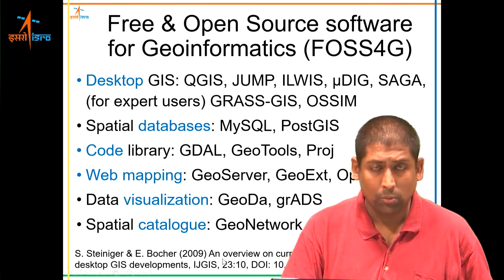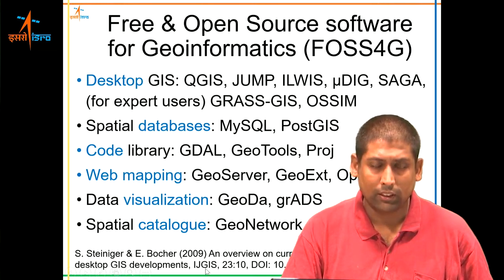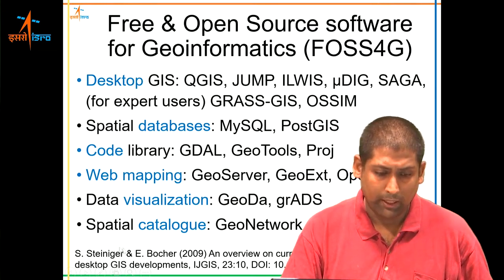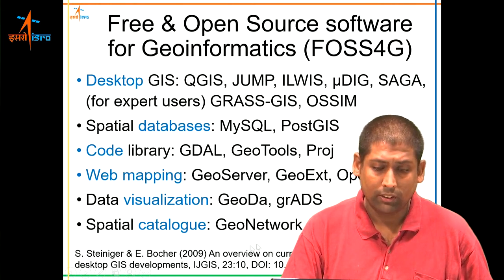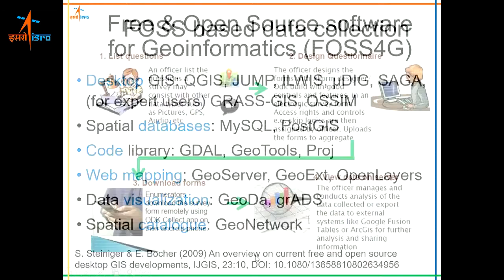If you are interested to know more about open source software, there is a very good paper published in the International Journal of GIS by Steiniger in 2009. This gives an overview of all the current free and open source software. Some of them may have been deprecated, but yeah, this is a good paper as a starting point.